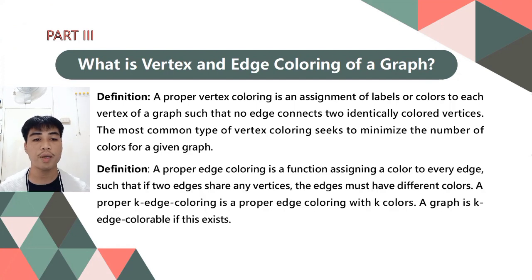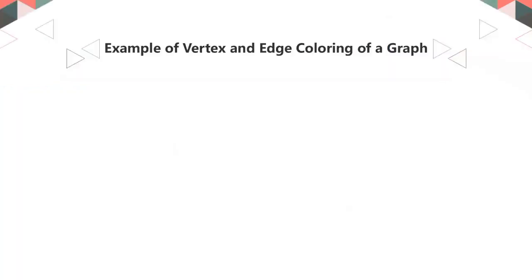For the definition of a proper edge coloring, it is a function assigning a color to every edge such that if two edges share any vertices, the edges must have different colors. So, for example, if one vertex has two edges connected, those two edges must have different colors. A proper k-edge coloring is a proper edge coloring with k colors. A graph is k-edge colorable if this exists. Example of vertex and edge coloring of a graph.